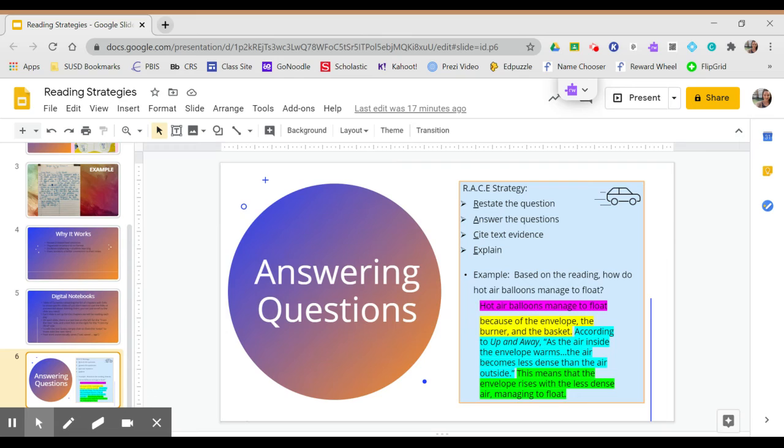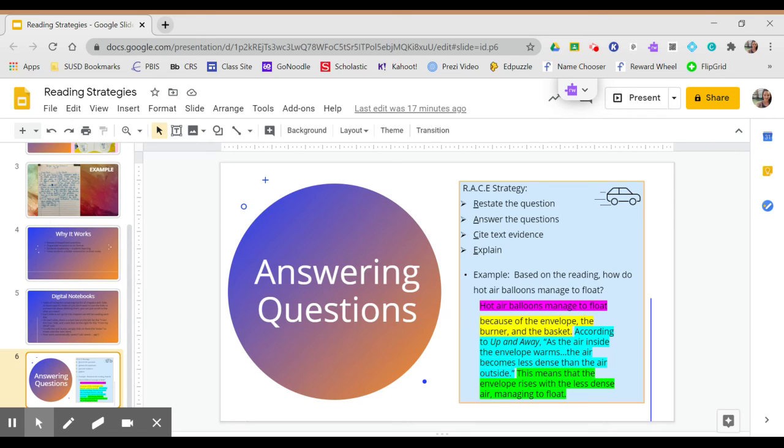To show just a quick example of what the strategy looks like, we could have the question based on the reading, how do hot air balloons manage to float? This was a question from one of the Scholastic Weekly articles we had this past year about hot air balloons and how they manage to float up in the air. So we looked at our notes and we looked at the RACE strategy and we solved each of the four parts piece by piece. The first part, which is highlighted in that pinkish purplish color, was restating the question, which was hot air balloons manage to float.